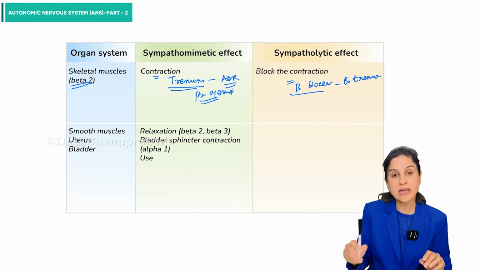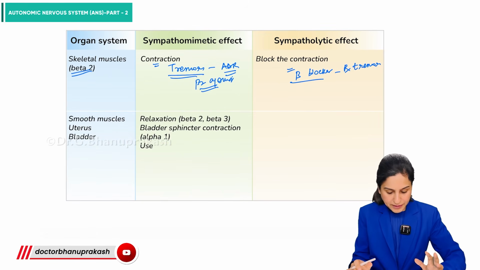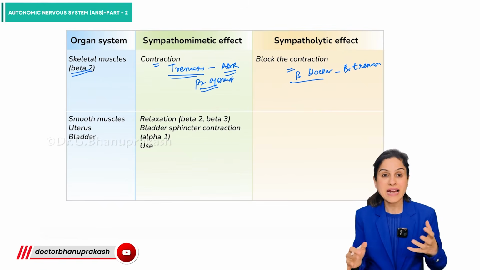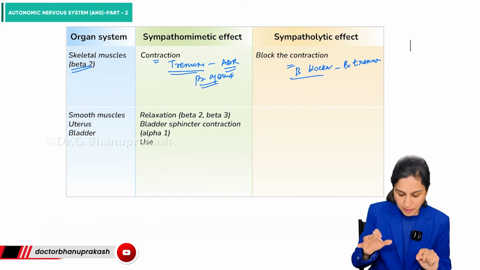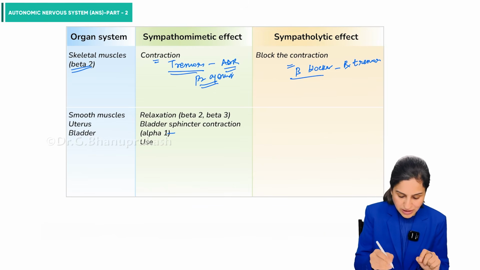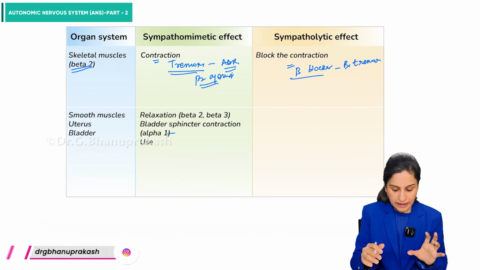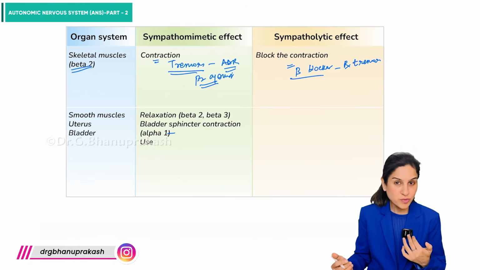Okay, they can treat the tremors. Then smooth muscles on the uterus or on the bladder. So they bring about relaxation of the muscles, whether it's beta 2, beta 3, right? So the bladder sphincter contraction is because of alpha. That's why I told you when we use an alpha 1 blocker, they can be used in case of the benign hypertrophy of prostate here.